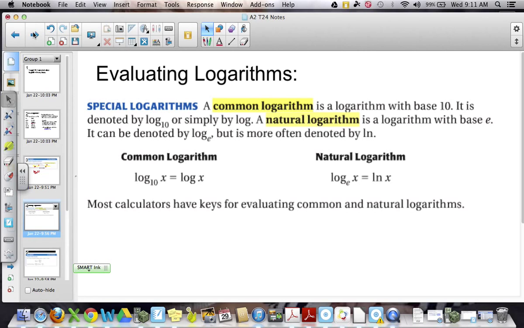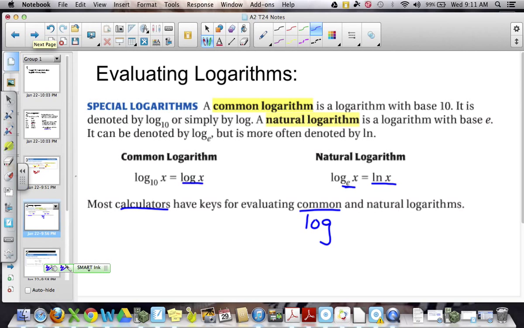The natural logarithm comes right from what we studied in target 23, which is base e, the natural base. So a natural logarithm is a base e logarithm. Log base e of x, we write just as ln, which is natural logarithm. Why it's ln and not nl, I'm not exactly sure, but we write it as ln of x. Most calculators have keys for the common log, which is just log, we don't put it with any base, we just write log x, and natural log, which is ln.